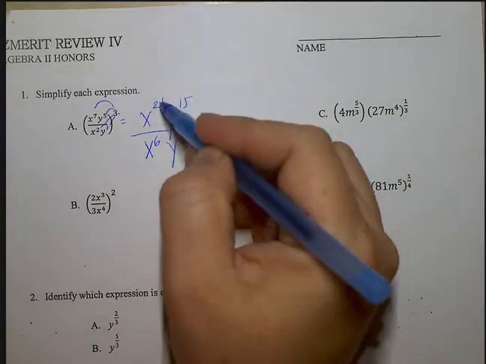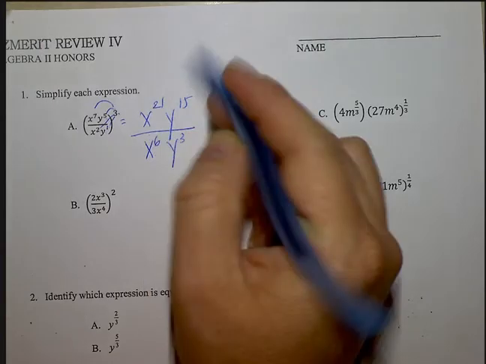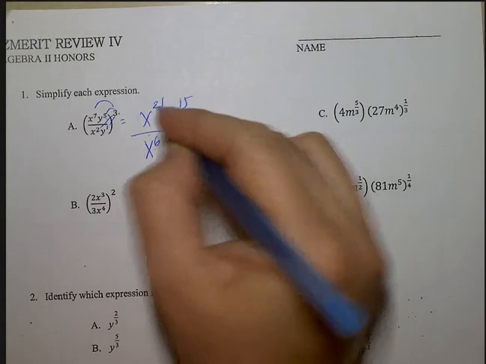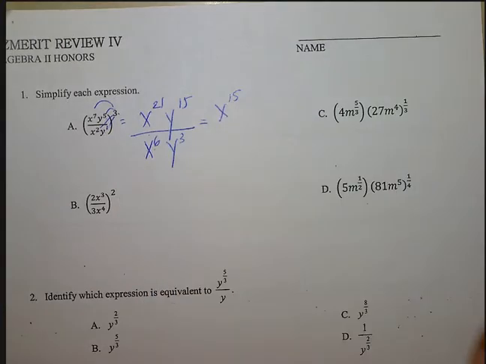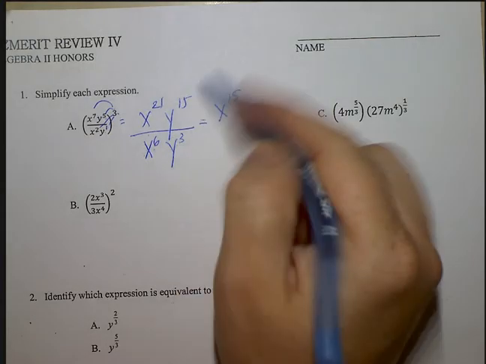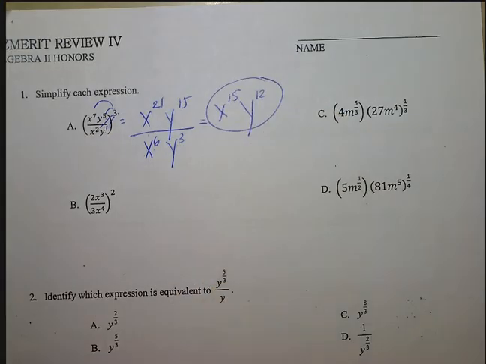When you have the same base and you're dividing, you're going to subtract the exponents. So 21 subtract 6 is 15. The higher exponent was on top. That's where you'll put the final answer. 15 subtract 3 is 12. Higher exponent was on top. That's where you'll put the final answer. Thumbs up, thumbs down. Okay, I'm going to go ahead and do C now.